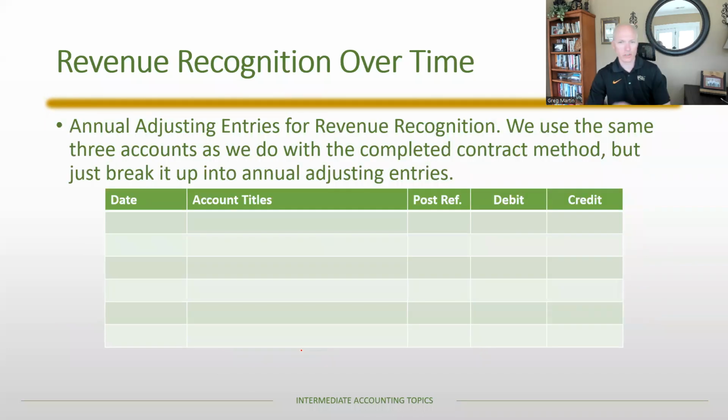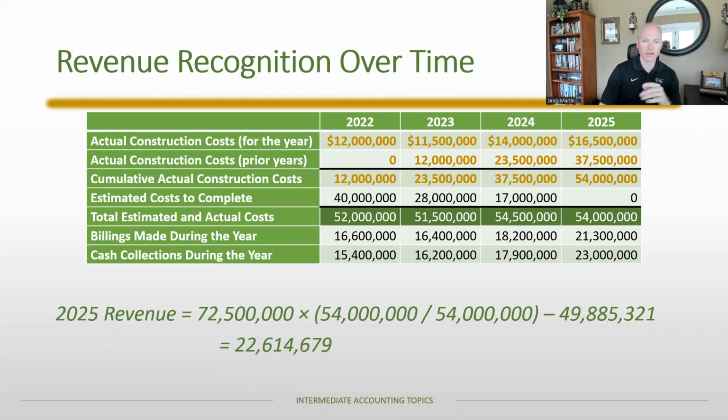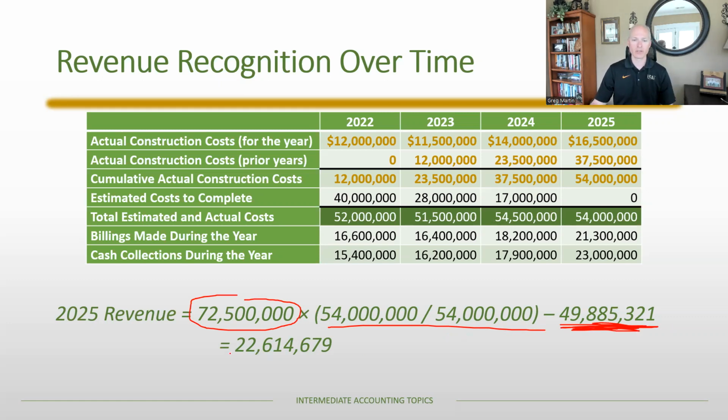So then for the journal entries, 2025, sorry, skipped over that really fast. Of course, it's 100% by then because the project is complete. So the total revenue is 72.5 million. We subtract the prior 3 years of revenue, 2022 through 2024, which means for 2025, we need to recognize the remaining amount of 22,614,679. Again, hopefully the math by the time you get to this one, you get it, and you can review this a bunch of different times if you need to.